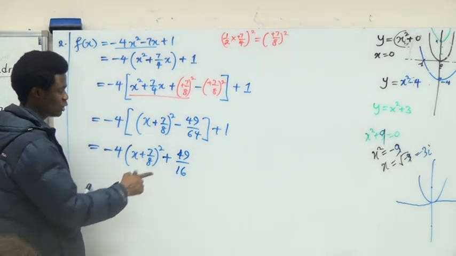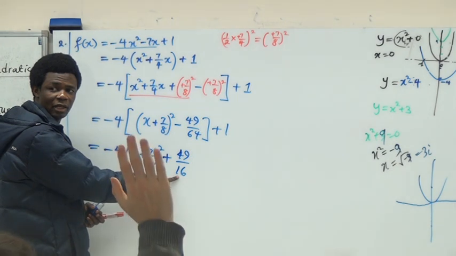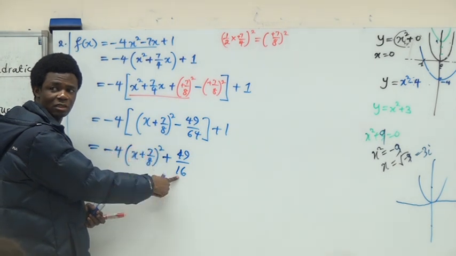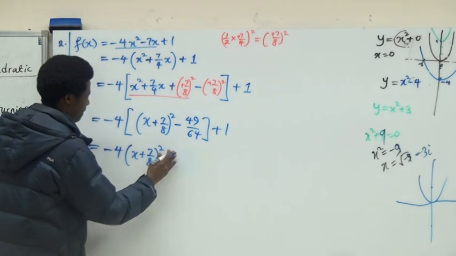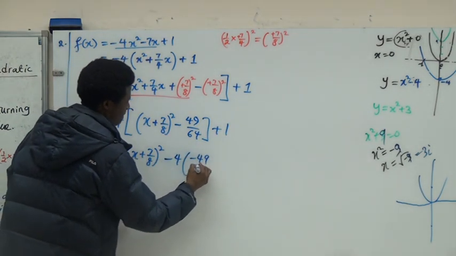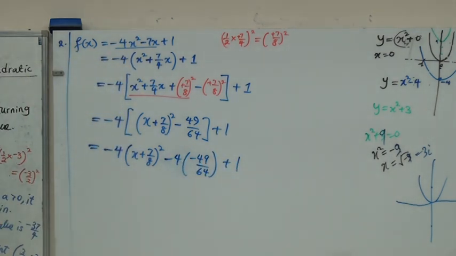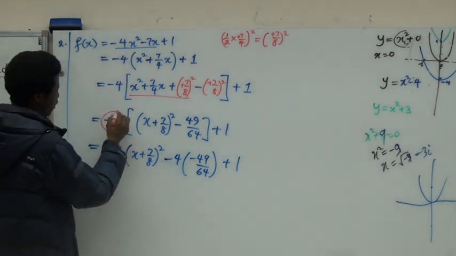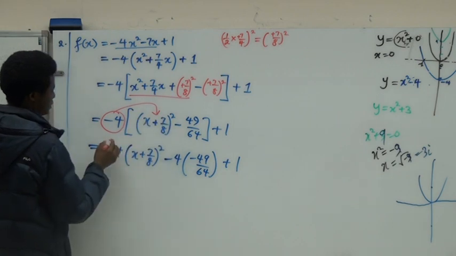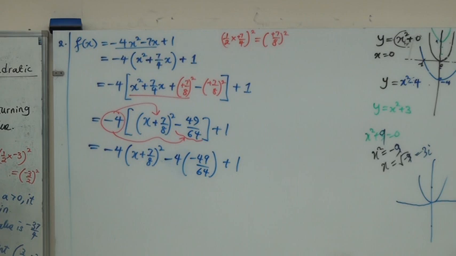Plus 196 over 64, which is 49 over 16. Right? Does everybody know how I got this? Raise your hand if you know how I got this. If you don't know how I got it, raise your hand. Alright. Does this make sense now? -4 multiplies the first part. -4 multiplies the second part. Is that clear? Yes. Okay.